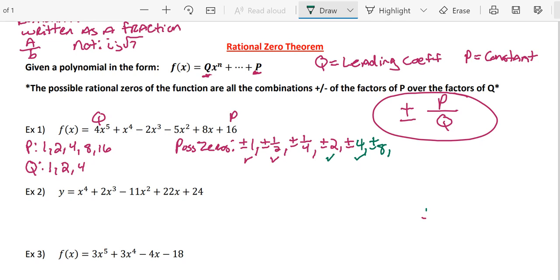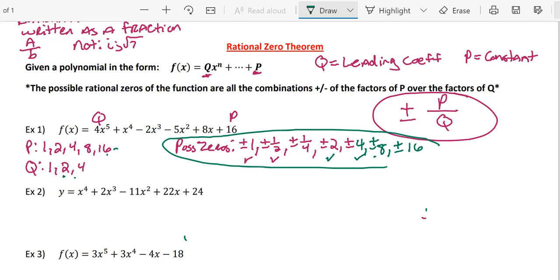Thought it was off for a second. I forgot about the 16. And then the last one is going to be 16 over 1. 16 over 1 is just going to be plus or minus 16. 16 divided by 2 is 8. 16 divided by 4 is 4. So that's going to be all of my possible rational zeros. All right, let's move on to the next one.